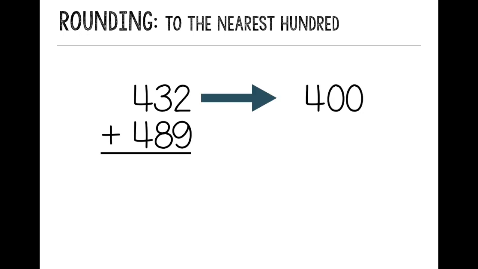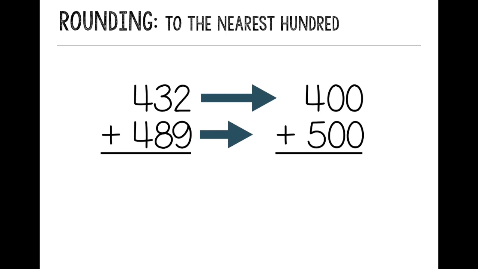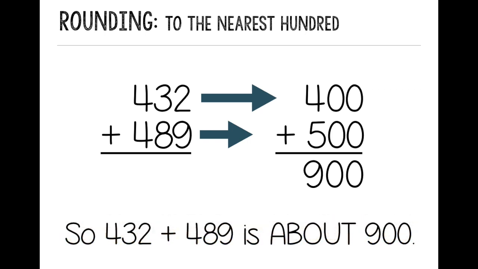Then I look at 489. It has a 4 in the hundreds place and an 8 in the tens place. So the 8 tells me it's 5 or more, so we let it soar. So 489 is going to round up to 500. And then I can add this in my head, 400 plus 500, and again I get 900. So once again, 432 plus 489 is about 900.